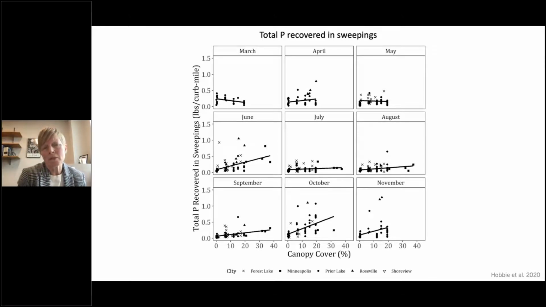We don't see much of a relationship when we look in the midsummer, July and August, when we don't have as much material coming into the street. And so we see important seasonality, and we also see an important role for canopy cover in influencing the amount of phosphorus recovered in sweepings. But there's still a lot of variation in phosphorus coming into streets that we can't explain, which will become important later on.